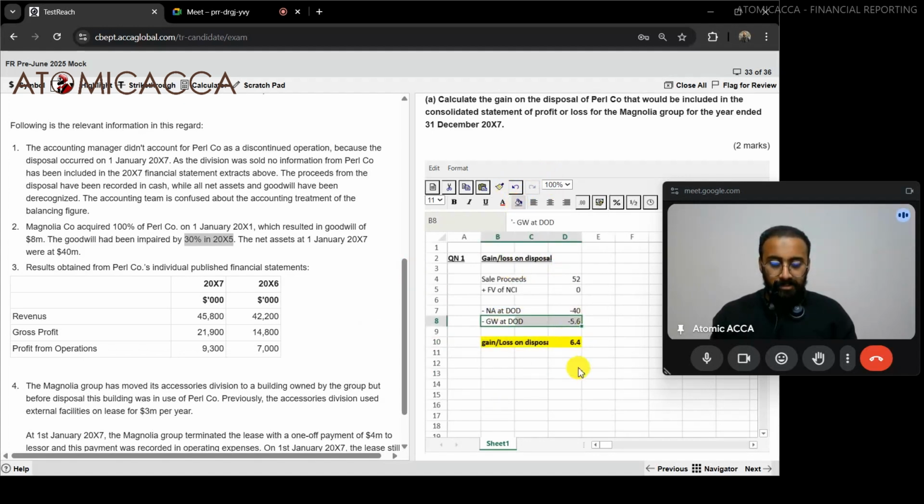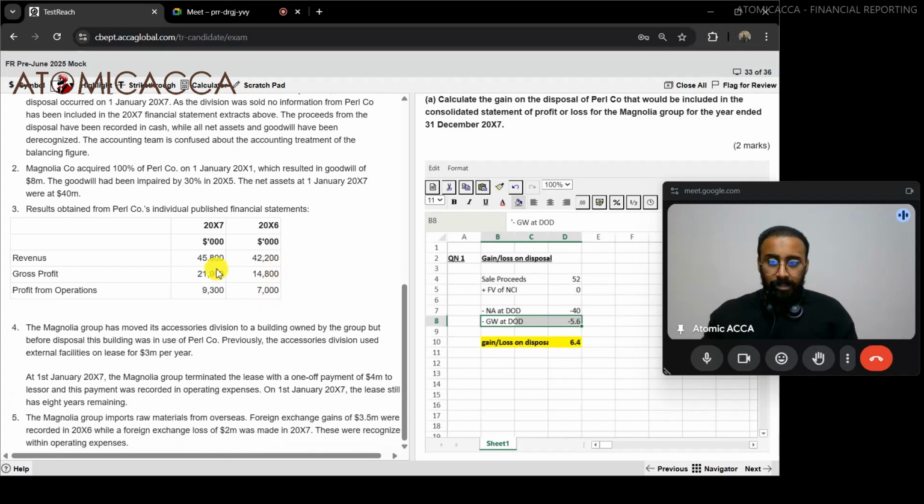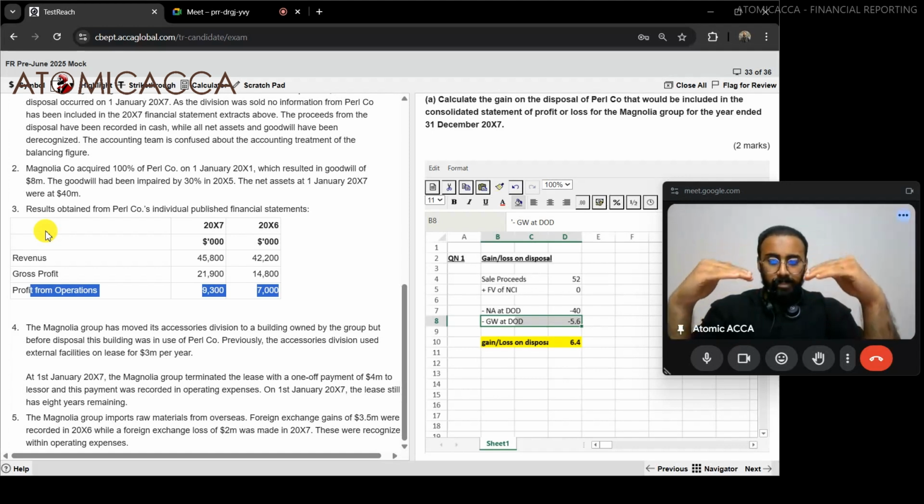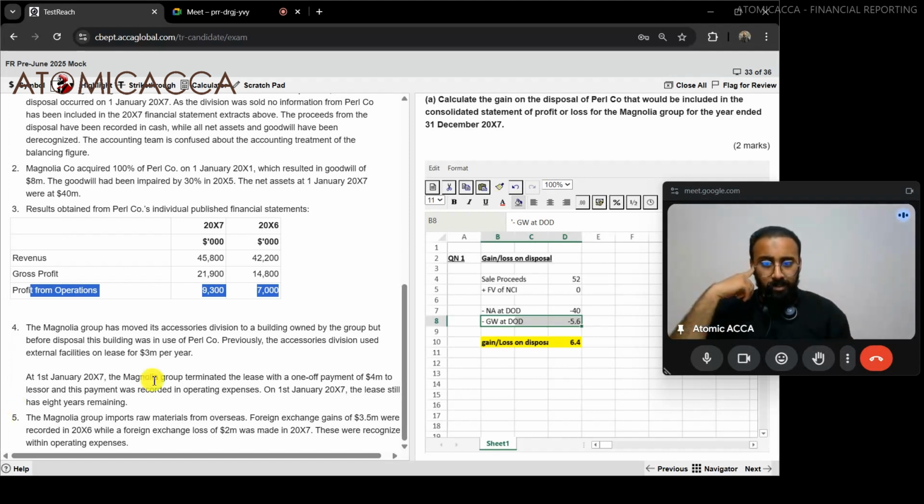We'll just see if, in case, the gain or loss on disposal brings up any other goodwill figures. But if nothing is there, that is our 2 marks. Then what else is given? Results obtained from Pearl Company's individual statement are over here. Revenue for Pearl Company for both years is given. Gross profit is given. Then profit from operations is also given.